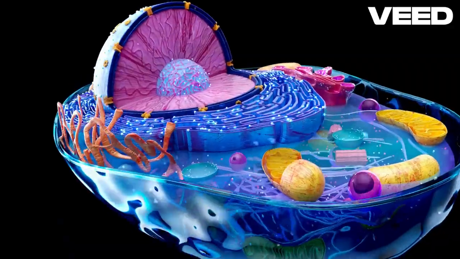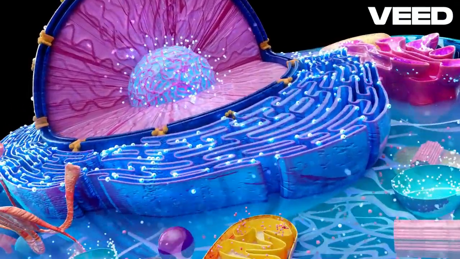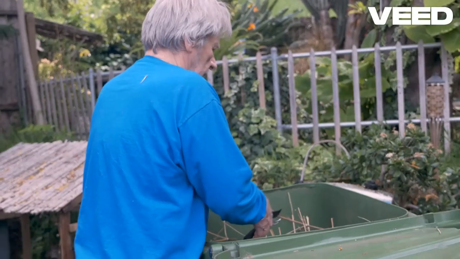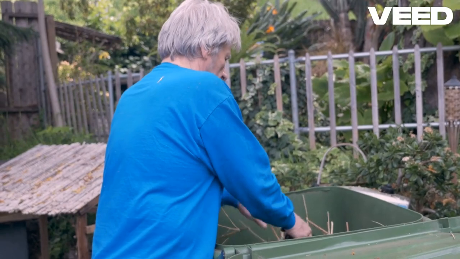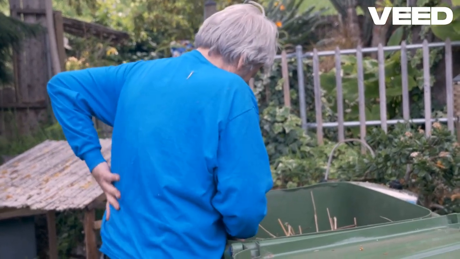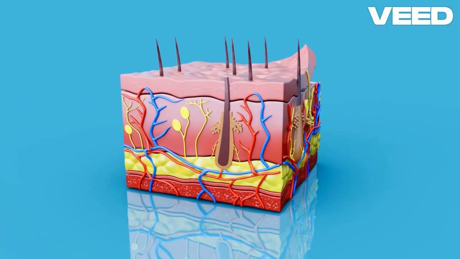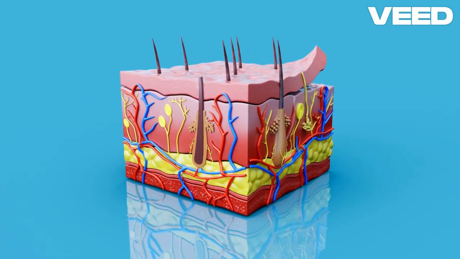Myoblasts fuse to form multinucleated myotubes, with proteins like myomaker and myomixer being essential for this fusion process. Anti-inflammatory macrophages, M2, arrive to resolve inflammation and promote tissue repair. IL-10 and TGF-beta are key mediators in this phase.